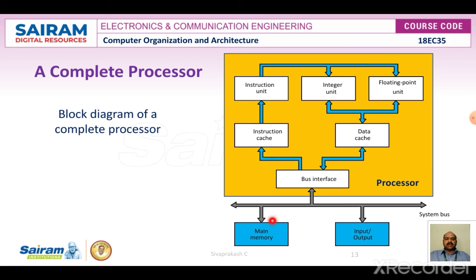Whenever the memory is connected to the processor through the system bus, if any instruction or data is transferred, the bus interface is involved. Through this bus interface the instructions are fetched this way, whereas the data are fetched this way, and depending upon whether the data is integer or floating point, it is fetched in the particular unit. In such a way the processor does its operation in a complete way.